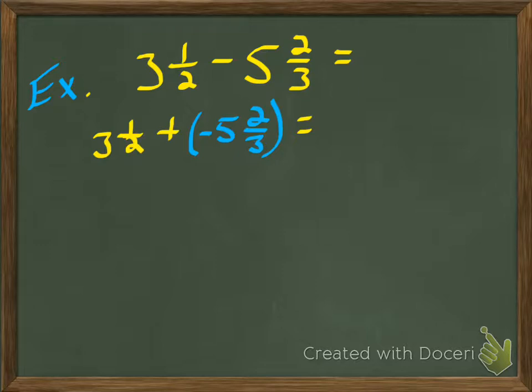To do that, you multiply 2 times 3 and you add the 1. So you get 6 plus 1 is 7 over 2. You keep the denominator. So we're going to plus, and then we have a negative. Now let's change this one. 5 times 3 is 15. 15 plus 2 is 17 over 3.